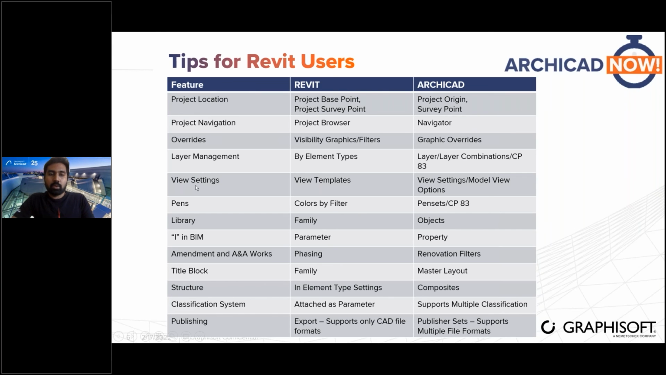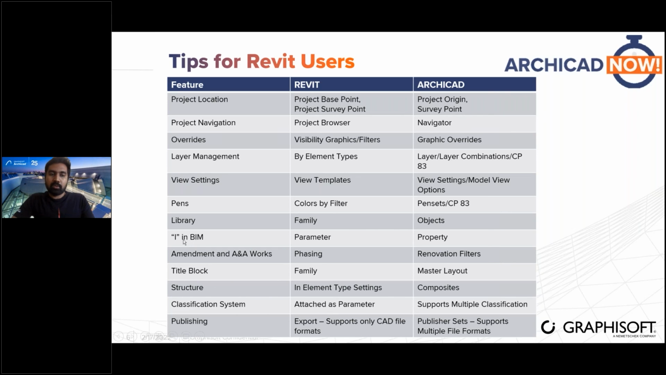Okay. And then for view settings, we have view templates. In Archicad, we have view settings and model view options. View settings is for a particular view, and model view options is for the global project, the global level, all the views inside the project. And then for pens, in Revit, we have colors by filters, and inside Archicad, we have pen sets. We can also create pen sets which follow the CP83 standards inside Archicad. And then for library management, we have families inside Revit, and inside Archicad, we call them objects.